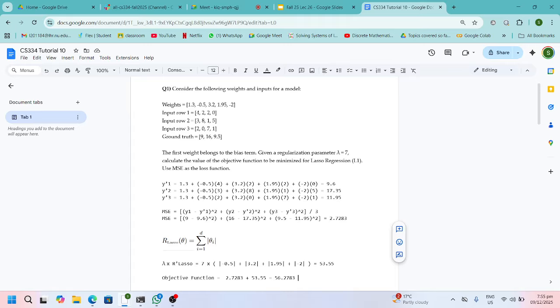I would encourage you to try and attempt this for maybe you could do it for a different loss function. Maybe you could do it for L2 regularization as opposed to this one.